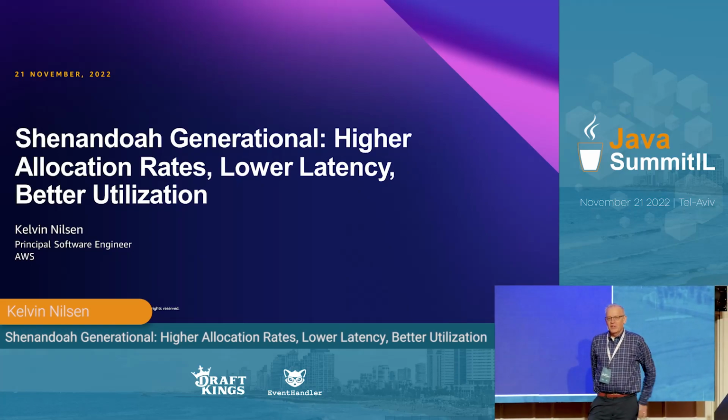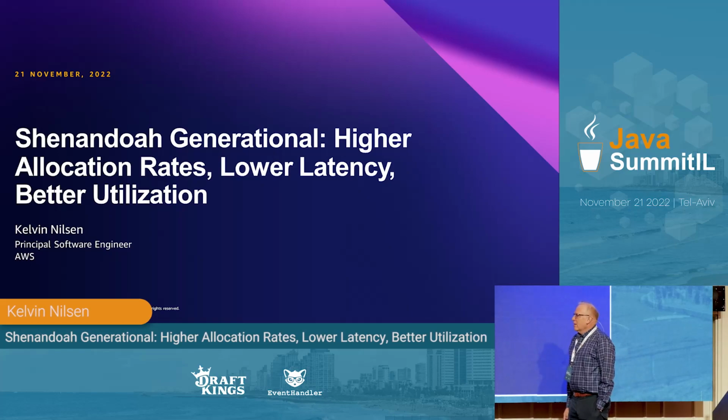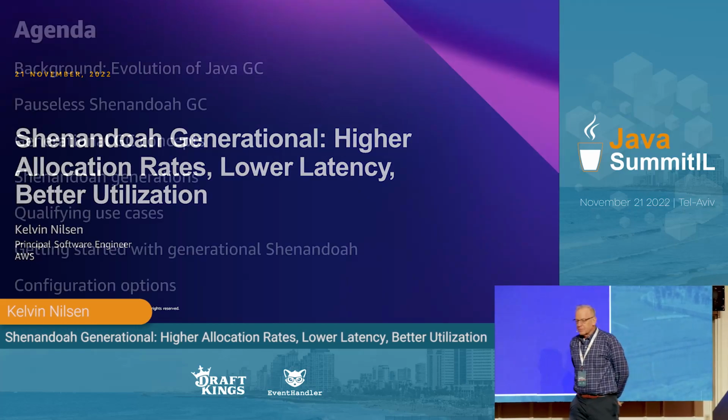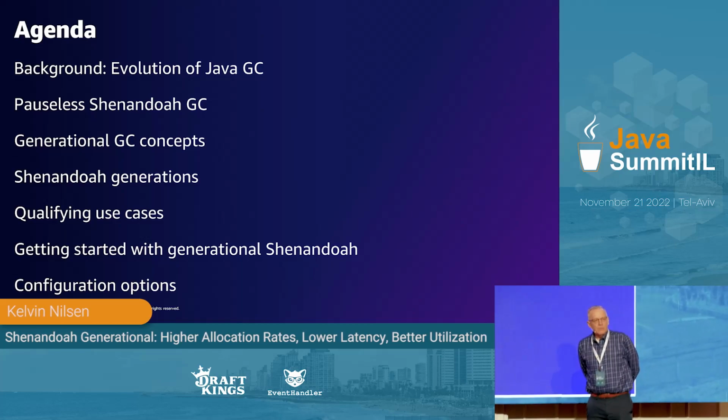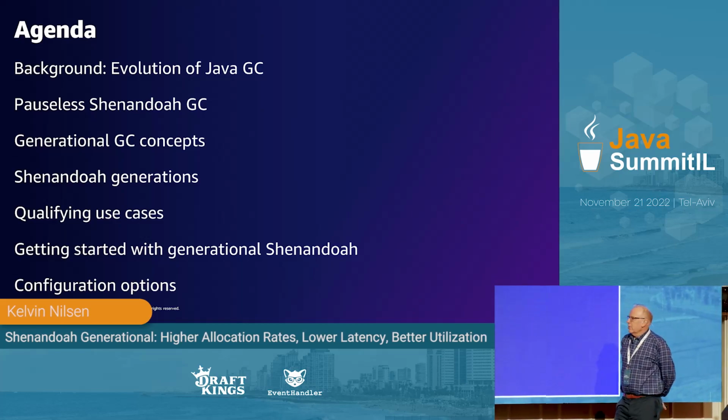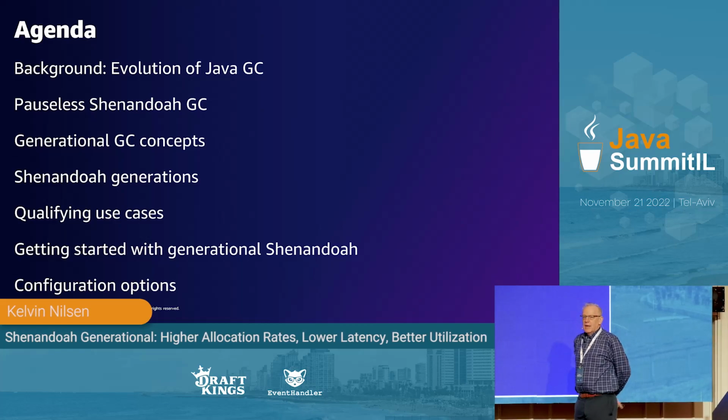So I'm going to share a little bit of that with you today and talk about why it's important to have a garbage collector that does the things you want it to do automatically. I'll give a little bit of background on how garbage collection has evolved with Java over the years. Give some concepts so that you can understand what the Shenandoah garbage collector does and how that's different from some of the other garbage collectors, and then talk about how we add generational capabilities to the Java garbage collector and why that's important to you.